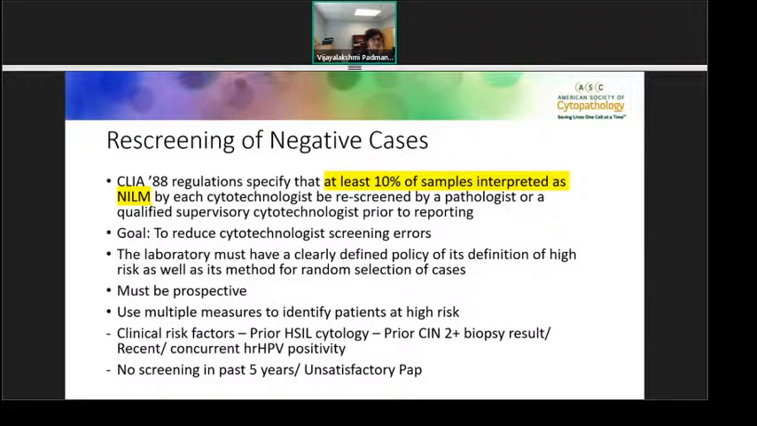Now, some examples of high risk would be patients with a prior history of HSIL, a prior history of CIN2 on a biopsy, recent or concurrent high-risk HPV positive, a patient who has not had a screening PAP for the past 5 years or has had a prior unsat PAP or multiple unsat PAPs. These are in addition to the clinical history that's provided by our clinicians.